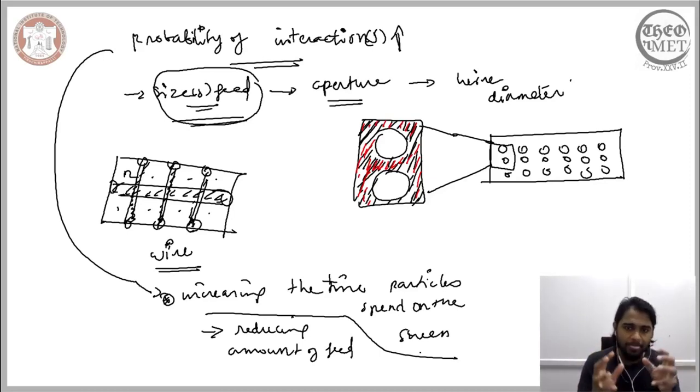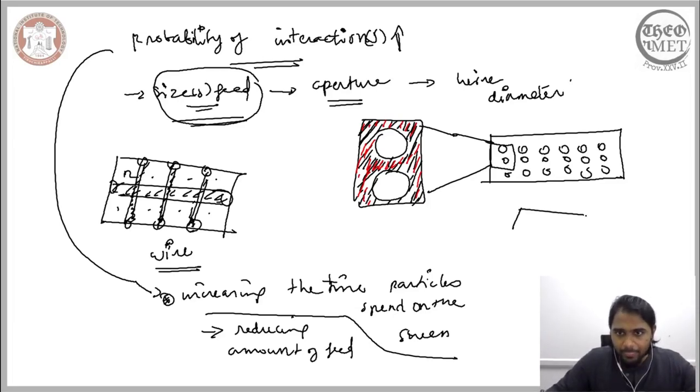In order to achieve that, even though it is a probabilistic process, we want to ensure that the probability of screening is higher. So we have to ensure that the probability of interaction between the particles, and between the particles and the screen, is high. One way of doing that is to ensure that the particle spends a sufficient amount of time on the screening surface. It is not that once you feed in your particles, they immediately come out with only a negligible amount of screening. We want the particles to spend sufficient time on the surface of the screen so that the probability of interaction is increased.